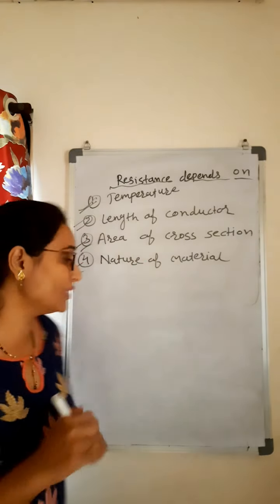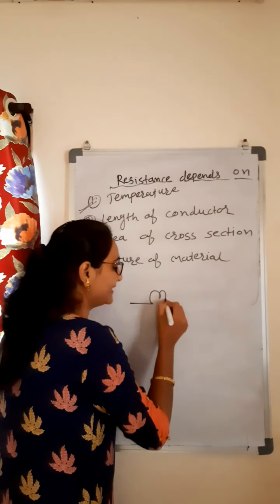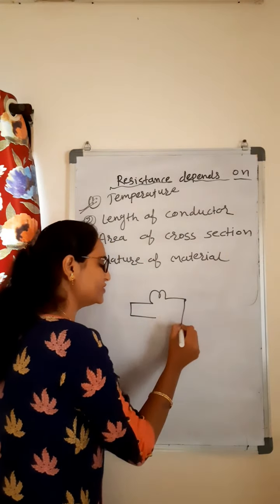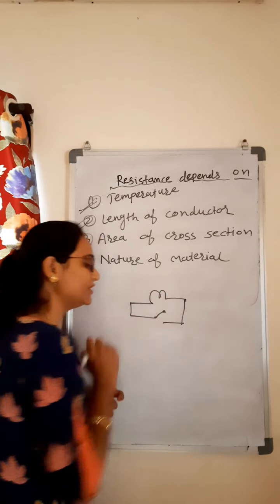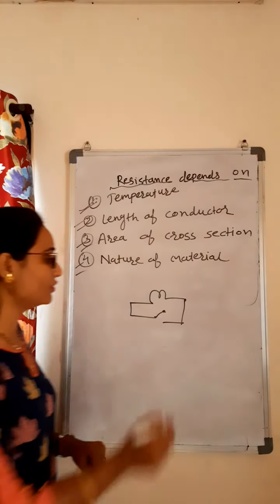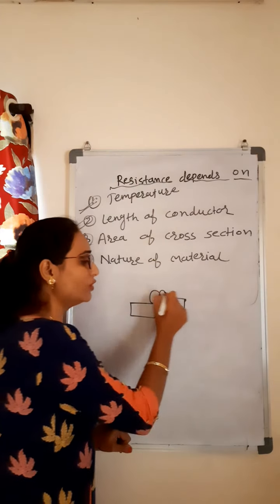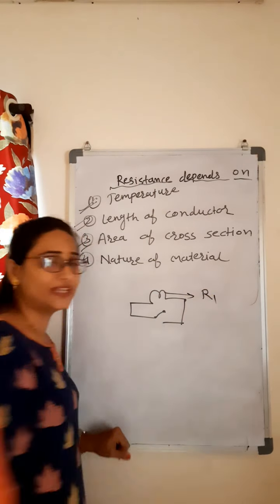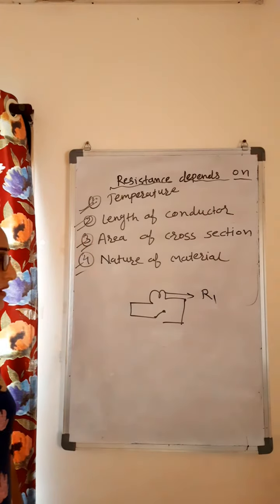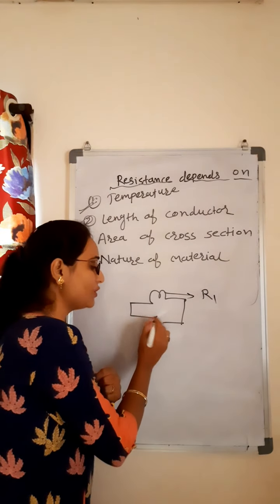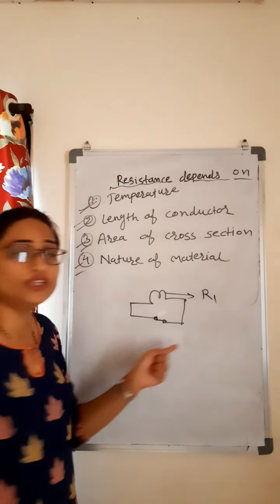Suppose you have one bulb, and you are connecting it in one circuit. This circuit is open right now. The circuit is not closed, so the bulb will not glow. At this time you record the value of resistance. Suppose that is R1.